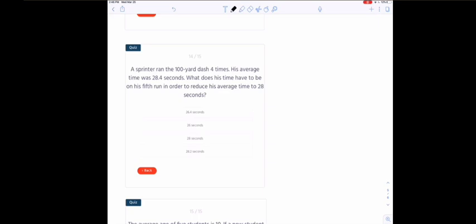It says, a sprinter ran the 100-yard dash 4 times. His average was 28.4 seconds. What does his time have to be on his 5th run in order to reduce his average time to 28 seconds? So he's going to have the first 4 times. A plus B plus C plus D divided by 4 gives him 28.4 seconds.